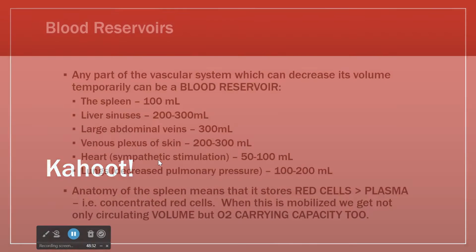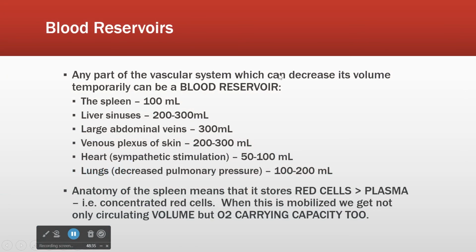And then our last topic, and we'll hit the Kahoot tomorrow, is blood reservoirs. Okay, so at any given time, you've got only so much blood in your body. Well, your activity level can change. So some areas of the body work as kind of blood storage. It's not like a room. It's not like a closet where you put the blood in and close the door and forget about it, okay? The blood is still moving all the time, but it tends to move slower through these areas. So like the spleen has 100 milliliters, the liver has 200 to 300, large abdominal veins 300, you can read all those.